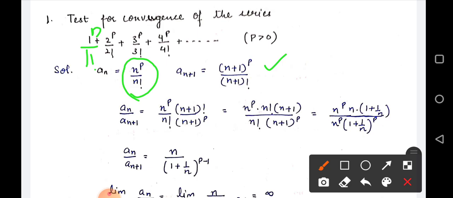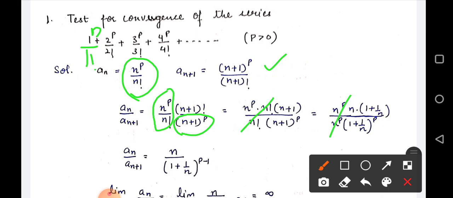So take the ratio an upon an plus 1. This is n to the power p upon n factorial, and an plus 1 is n plus 1 to the power p upon n plus 1 factorial, and n plus 1 factorial can be written as n plus 1 into n factorial. So n factorial cancels out. We are left with n plus 1 into n to the power p upon n plus 1 to the power p. So n to the power p is common out from the denominator. We have n to the power p, 1 plus 1 by n, to the power whole p. So this cancels out. Now taking the limit.